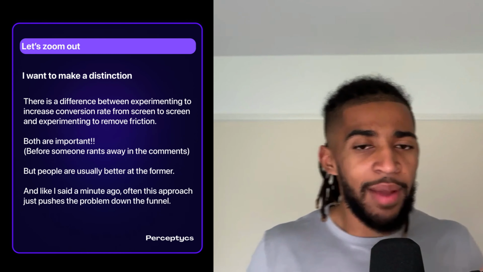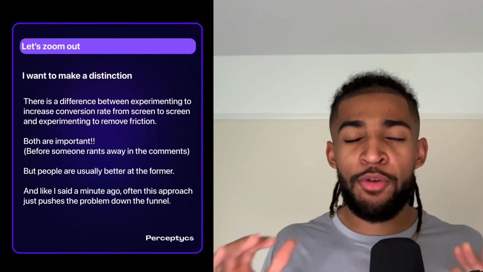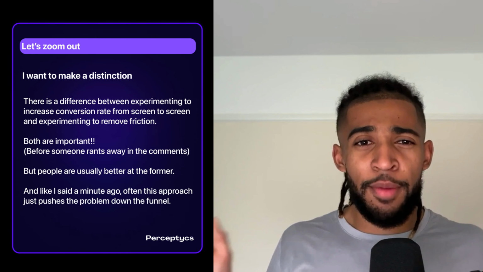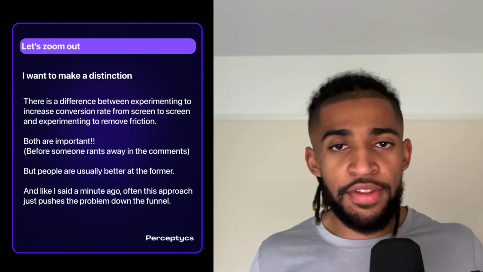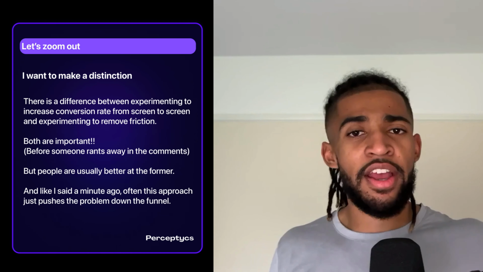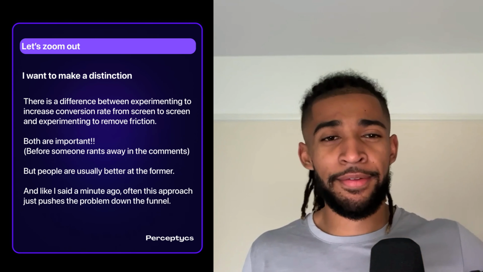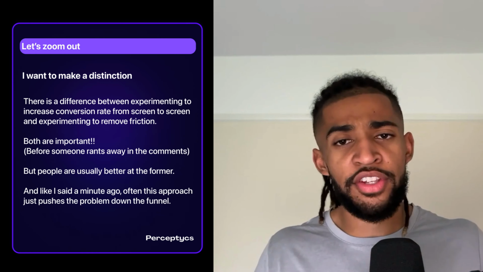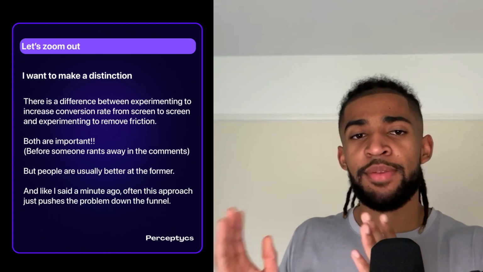Now I want to make a distinction. I want to distinguish between experimenting to increase conversion rates from screen to screen and experimenting to remove friction. Technically, it's all experimentation. It's the same thing. But there is a difference, right, in mindset and approach. Both are important, and I'll make videos in the future on the former, before someone rants in the comments saying that they scaled their app to $100,000 a month in recurring revenue from step-by-step funnel experiments, and I know nothing. Before I get attacked in the comments, of course that works. You can absolutely do those things. There are a lot of other things you can do, right? And if you improve the rates, it may work. But as I said a minute ago, we may just be pushing the problem down the road.